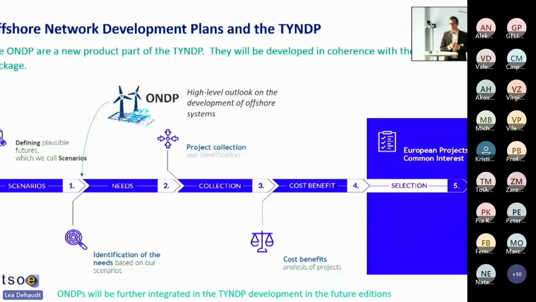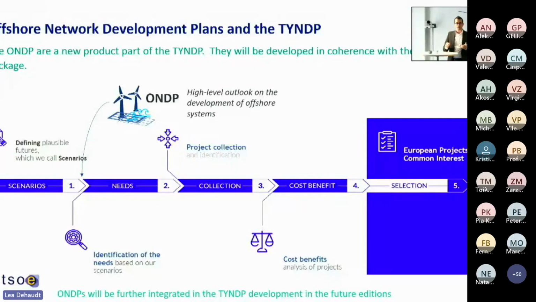We do the collection of these projects, and then we do all the assessments, including a cost-benefit analysis, which gives a good indication of whether the project is worth it or not under many different indicators. And we have the collaboration with the European Commission on the PCI process, in which the TYNDP is one of the key elements leading into the PCI process. Where does the ONDP fit in all of this?